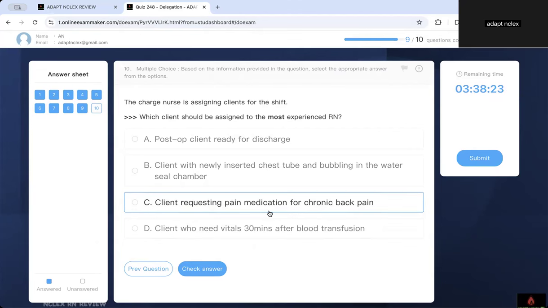Client with newly inserted chest tube and bubbling in the water seal chamber. Client requesting pain medication for chronic back pain. Client who needs vitals 30 minutes after blood transfusion. Break it down to the lowest level and then answer the question. What do you think? Which one would you pick? Everybody, if you're watching and you hear number 10 question, thank you for staying to number 10 and good luck in your exams. But I need you to put down in the comments and let me know, number 10, what do you choose?